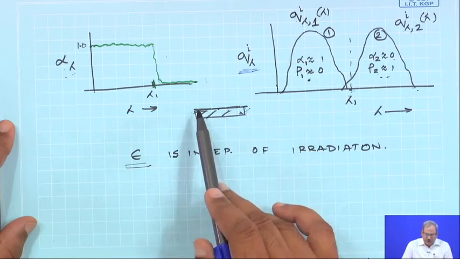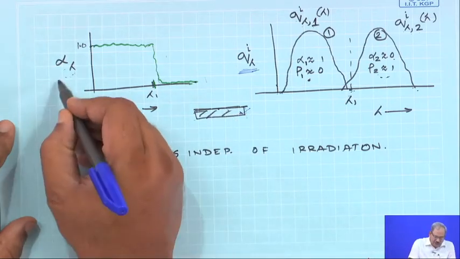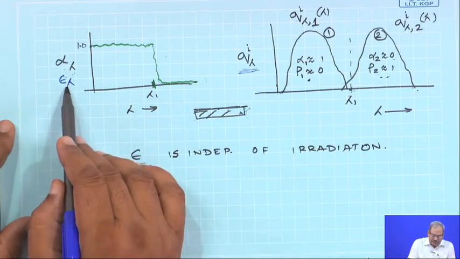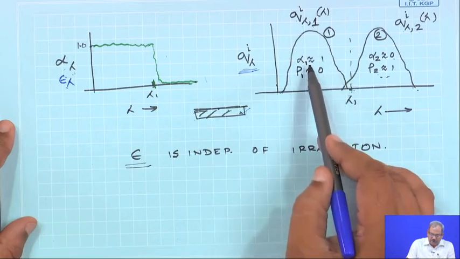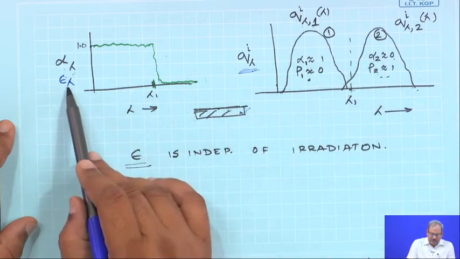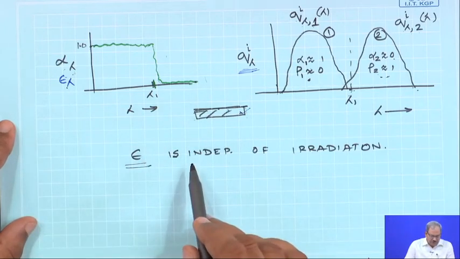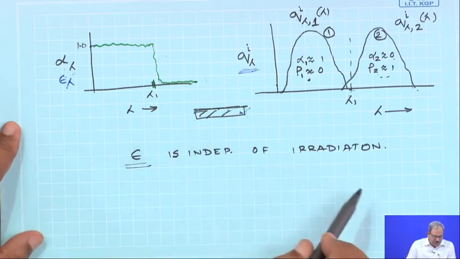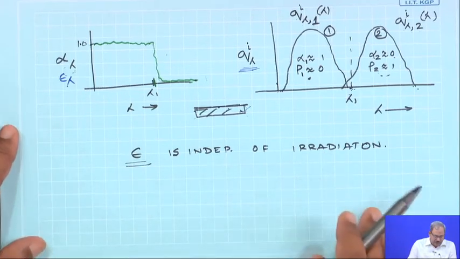So, even though epsilon lambda is equal to alpha lambda, depending on the irradiation you get a value of alpha equal to 1 or alpha equal to 2. However, your value of epsilon will remain unchanged, and therefore, it is not safe to say that alpha is always going to be equal to epsilon.